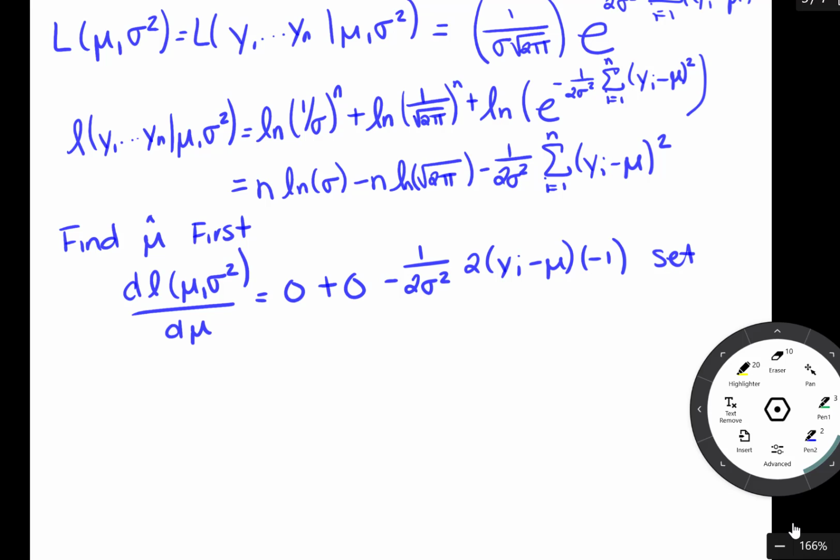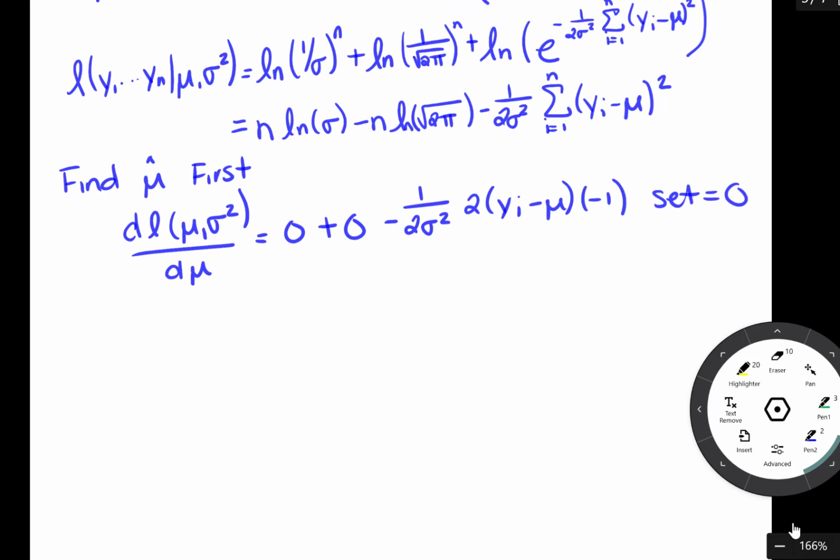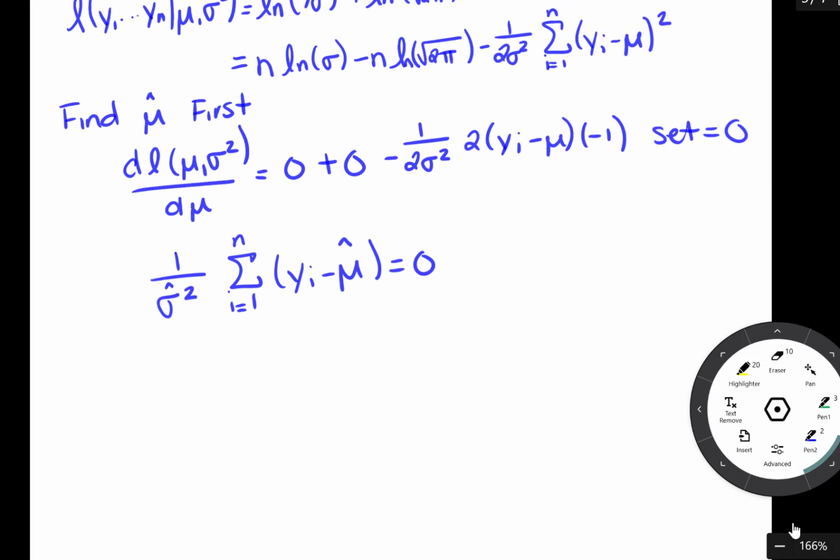And then remember, as before, we're going to set equal to 0. Remember, once we set equal to 0, we're looking at a specific value. So instead of mu, I'm now going to write this in terms of mu hat. And then also, once we set it equal to 0, we're really looking at a specific value of sigma as well. So I'm going to put sigma hat squared there. And then I'm going to simplify this to get mu hat by itself.